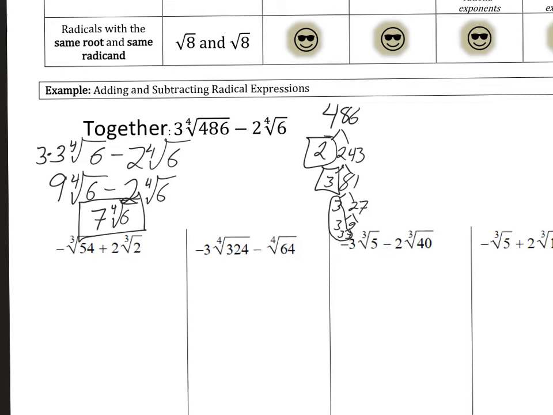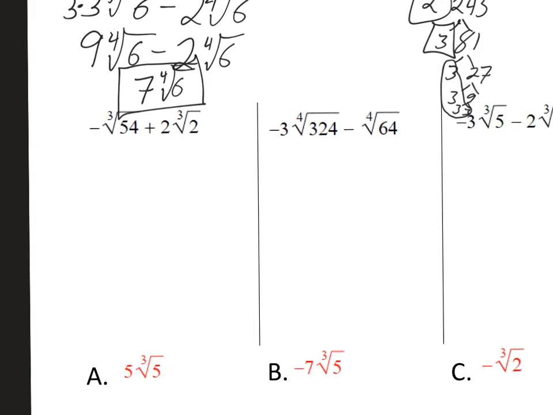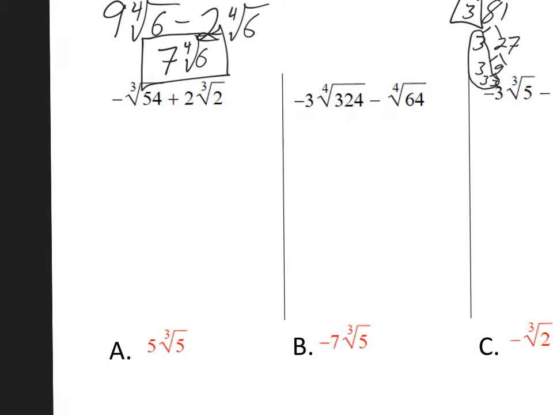So it's just like before, we're simplifying things down and then we're just adding or subtracting what looks like it'll go together. So next one, we have 54. So 54. We have 2 and 27, 3 and 9, 3 and 3. Looking at this, I'm looking for the third root. So let's circle anything that we have 3 of. Well, it looks like we have 3 3s.